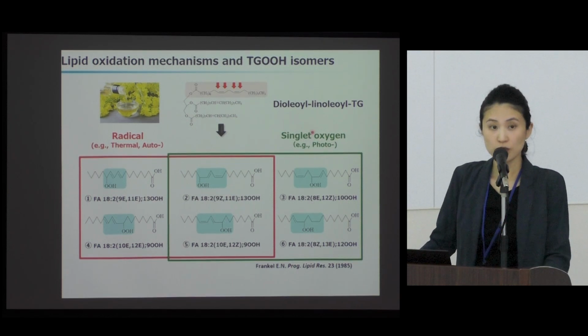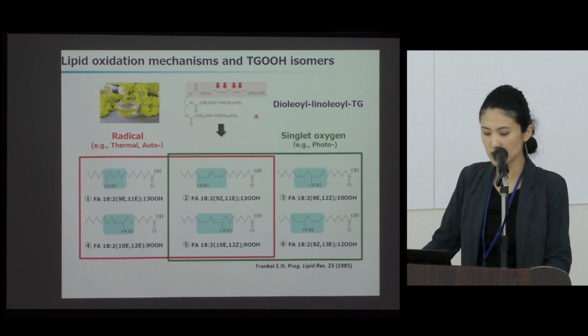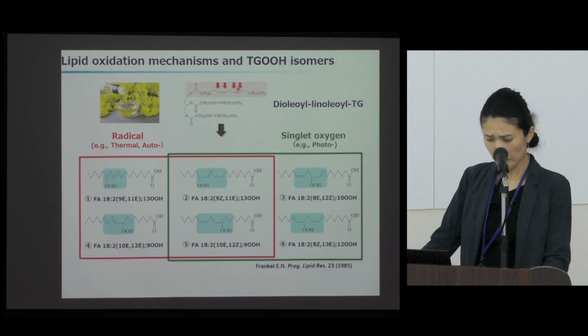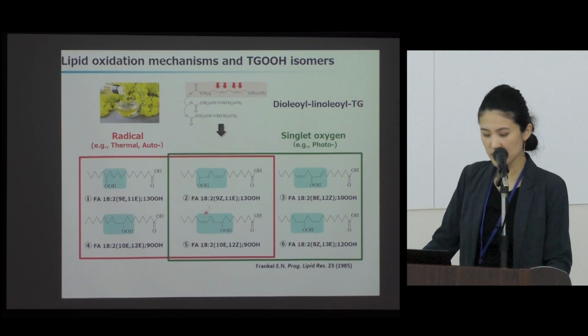In this study, we focus on this TG molecule, which has two oleic acids and one linoleic acid, LA, because this TG molecule is the main TG molecular species of canola oil. And then we analyze the isomeric structures of the LA hydroperoxide for the determination of the oil oxidation mechanisms.